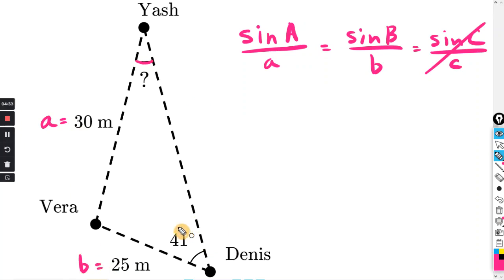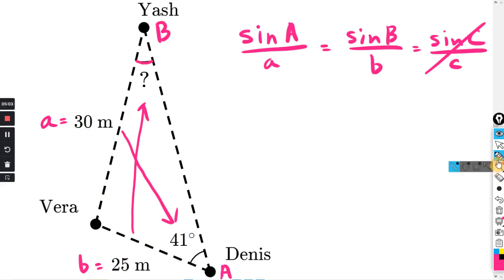And now you have to go across. Across from side length a, that has to be angle A, so I'm going to make this point A right here. And across from side length b, that has to be angle B. Remember, the angles are the capital letters, and the side lengths are the lowercase letters, so make sure you line them up. And now we can just plug in.